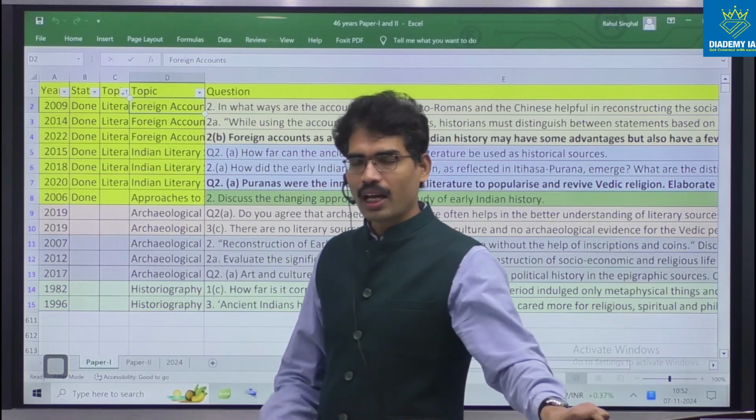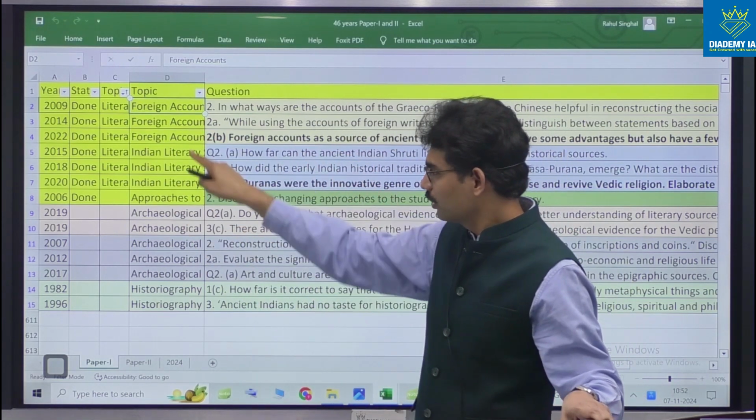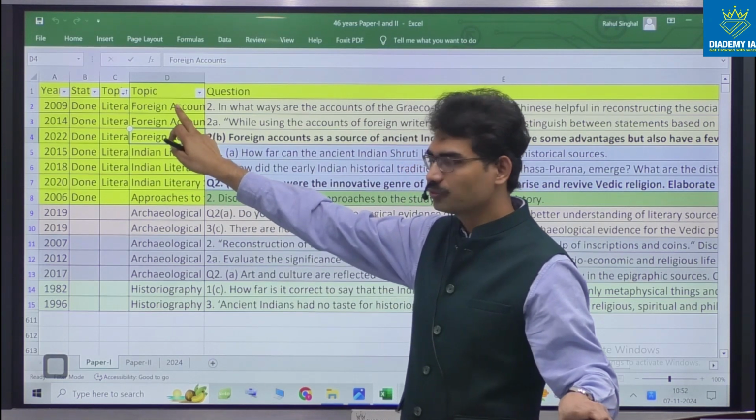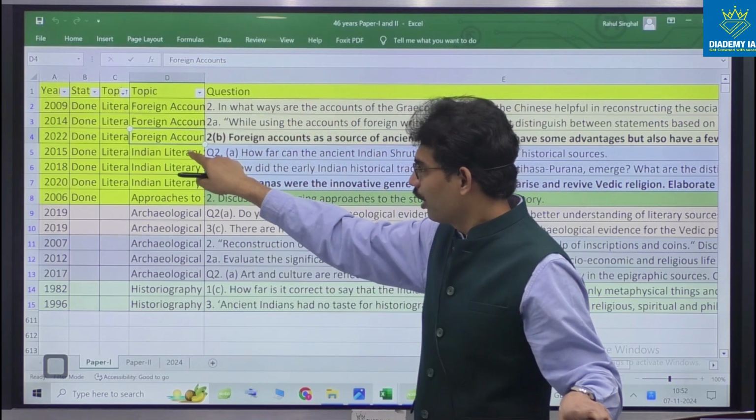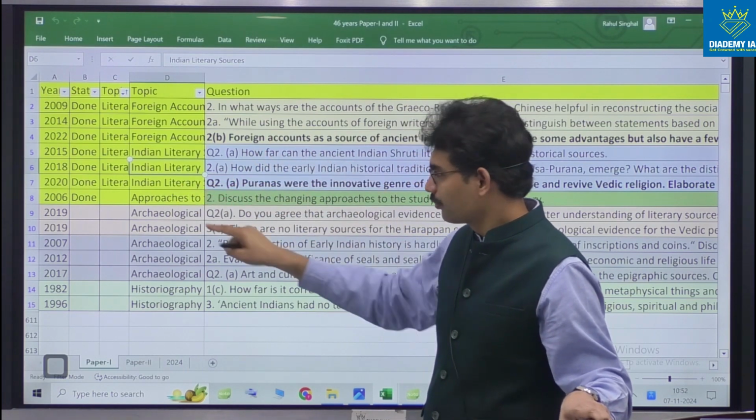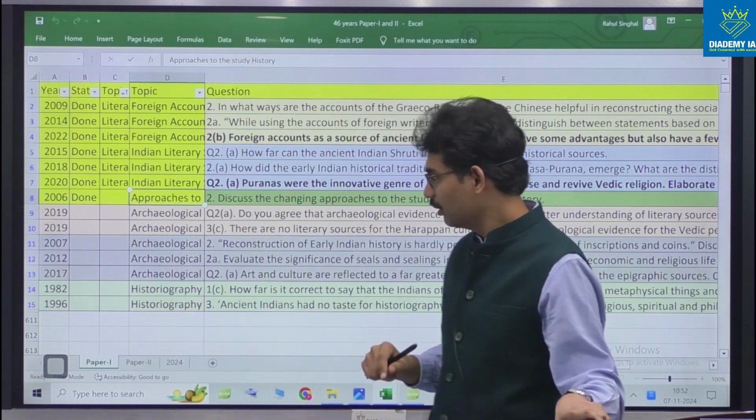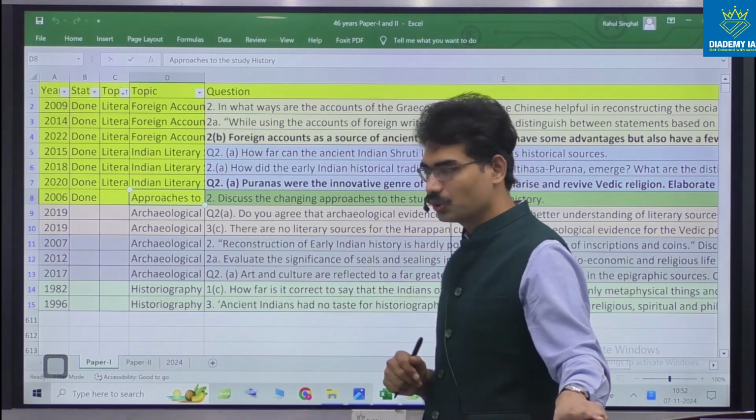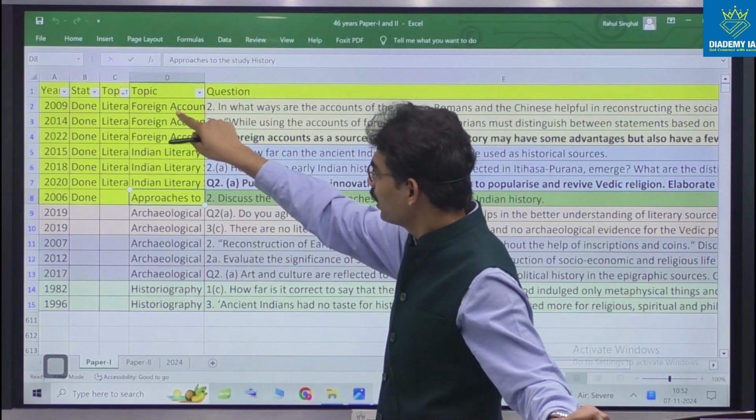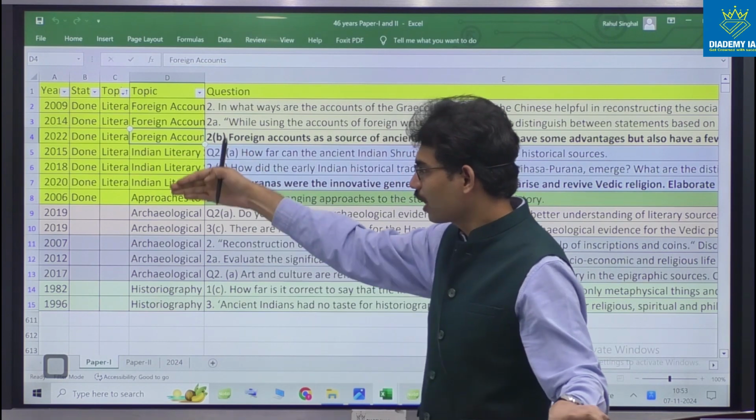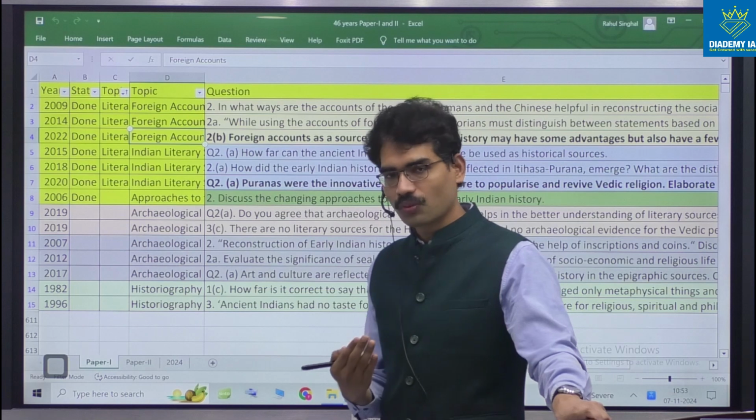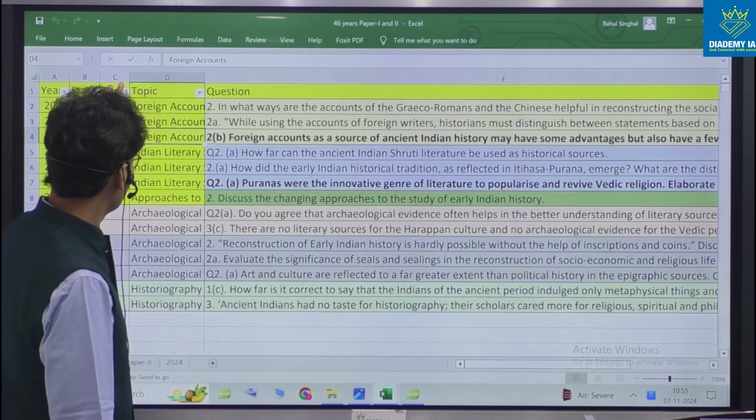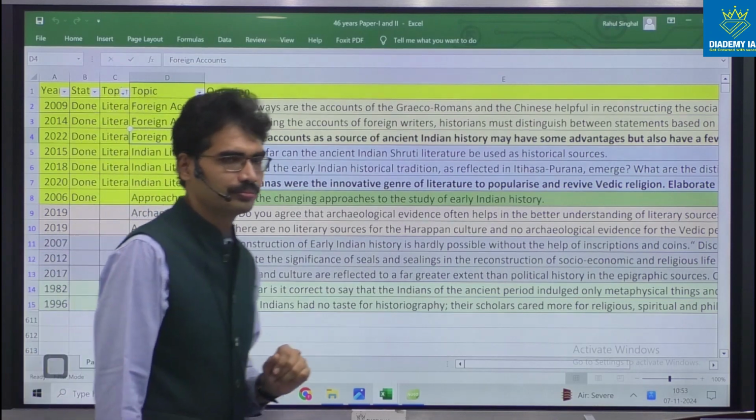In the sources, as per the syllabus, we identify in which topic questions came. If you observe, in the last 46 years, on foreign accounts, 3 questions came. On Indian literary sources, 3 questions came. Approach to Indian history, 1 question came. Archaeological sources related, 5 questions came. Historiography, 2 questions. This is called a theme. Theme means foreign accounts is 1 theme, literary accounts 1 theme, archaeological sources 1 theme and so on. If you take the number of themes in sources, chapter 1, there are 4 themes.